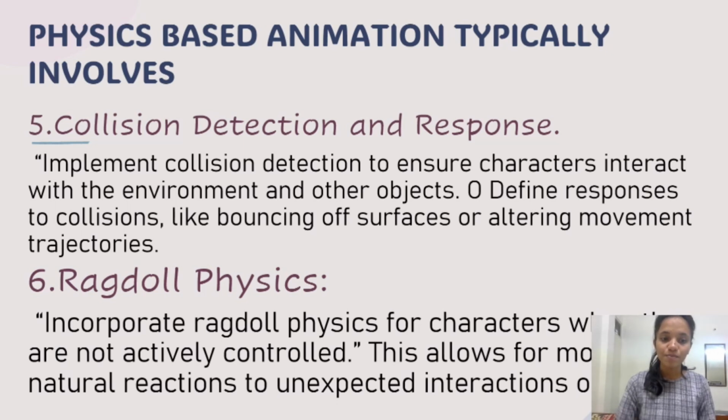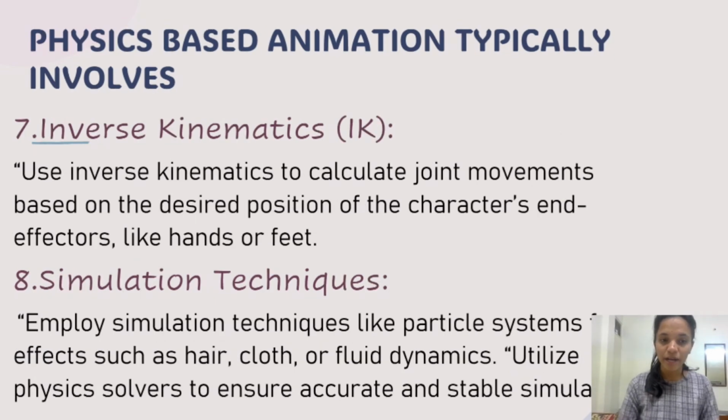Ragdoll physics. Incorporate ragdoll physics for characters when they are not actively controlled. This allows for more natural reactions to unexpected interactions of force. Inverse kinematics. Use inverse kinematics to calculate joint movements based on the desired position of the character's end effectors like hands or feet. Simulation techniques. Employ simulation techniques like particle systems, for effects such as hair, cloth or fluid dynamics. Utilize physics solvers to ensure accurate and stable simulation.